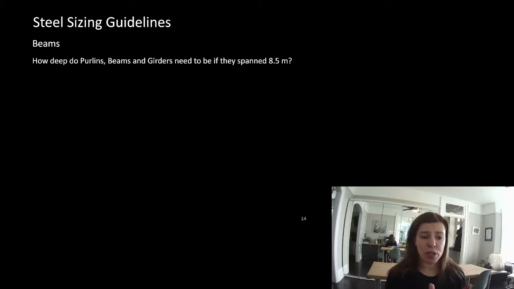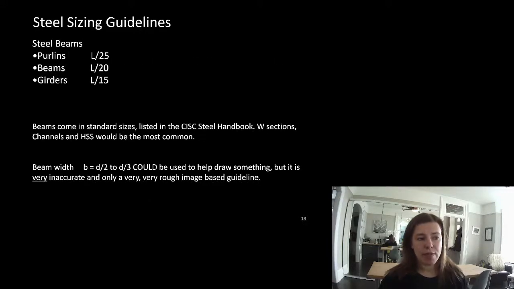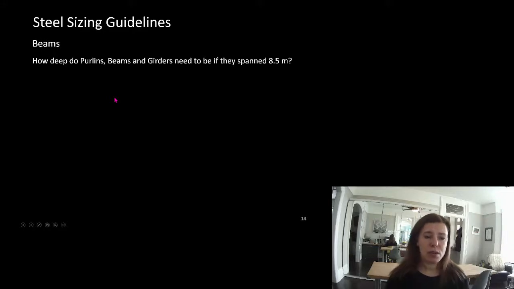In the other direction, those would frame into beams that are 8.5 meters long. And in some locations, maybe something else is going on that we don't know about, and that is also 8.5 meters long. So what would the difference in depth be depending on the job this thing is doing? So we know the sizing guideline for purlins is 25, for beams is 20, and for girders is 15. So 25, 20, and 15.